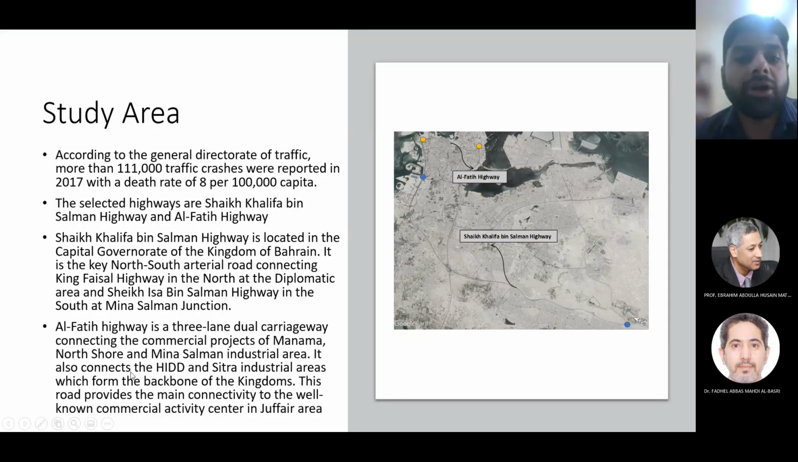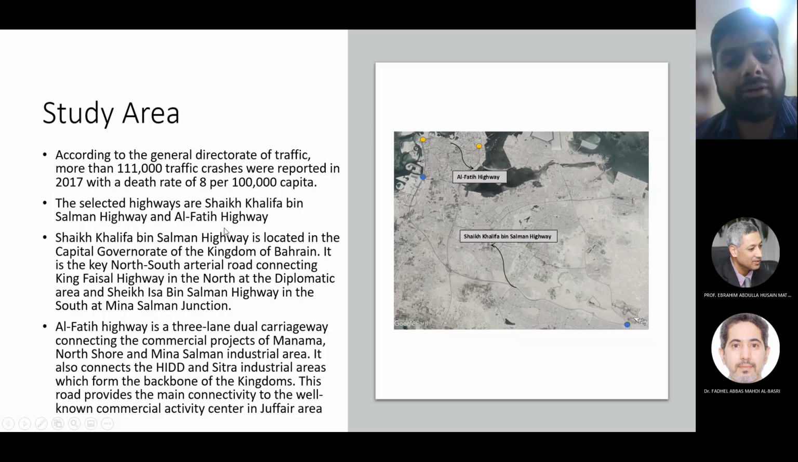Okay. So our study area was mainly Bahrain. We selected a few highways from Bahrain, and according to the General Director of Traffic in 2017, they recorded 111,000 traffic crashes with a death rate of 8 per 100,000 capita. This is the recorded data, so the actual data may be higher. For a small country like Bahrain, we don't have a population even up to 2 million. These figures are very significant.